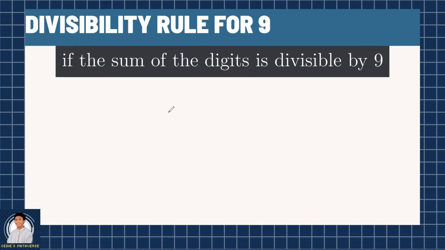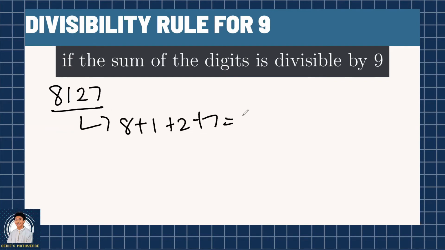Now, we have the divisibility rule for 9, but this is stricter than the divisibility rule for 3, since it requires the number's digital sum to be divisible by 9 and not just any multiple of 3. For example, 8,127 is divisible by 9 since its digital sum is 8 plus 1 plus 2 plus 7 equals 18, and 18's digital sum is 1 plus 8 equals 9. Thus, this is divisible by 9.